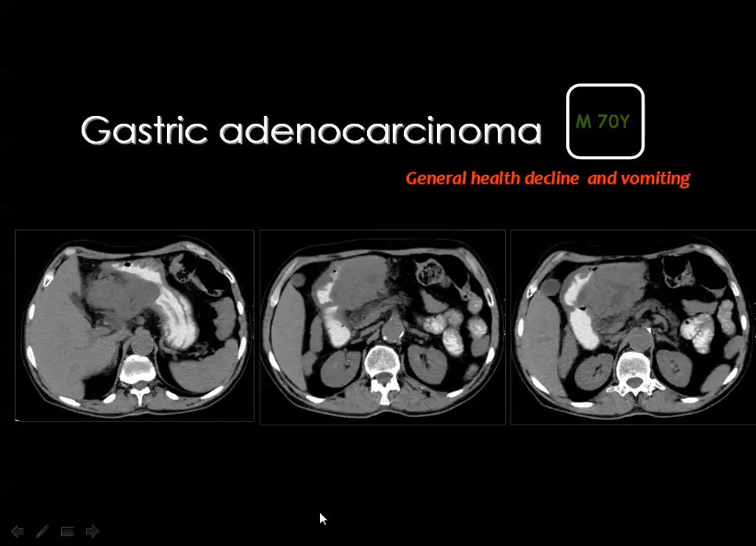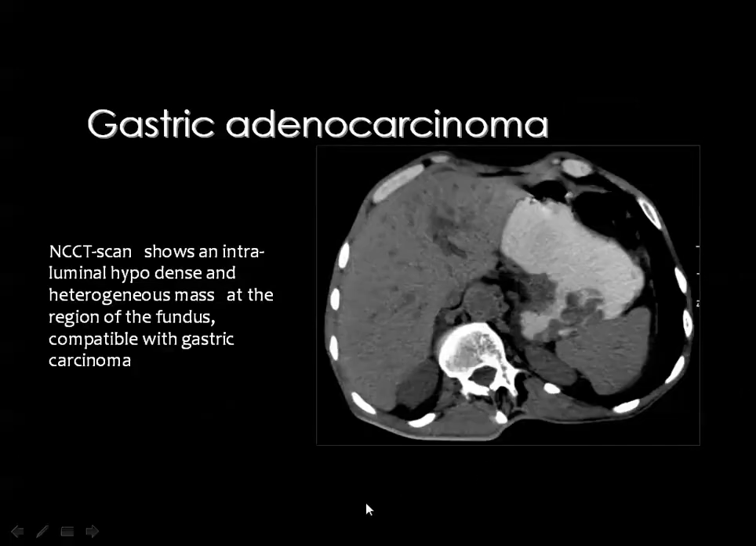And this is another example of gastric adenocarcinoma infiltrating the region of the pyloric canal. And this is the gastric fundus, as you know, and this is the mass of the tumor, and it has extended into the proximal part of the duodenum, as you can see in these images.